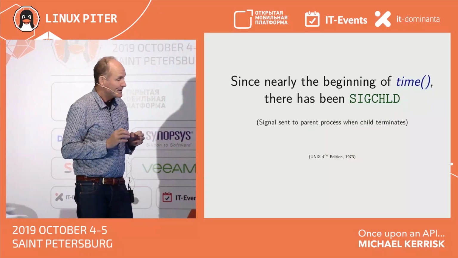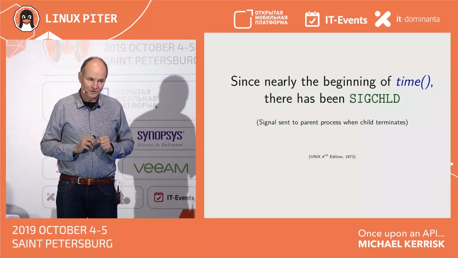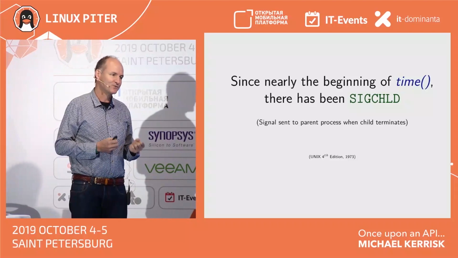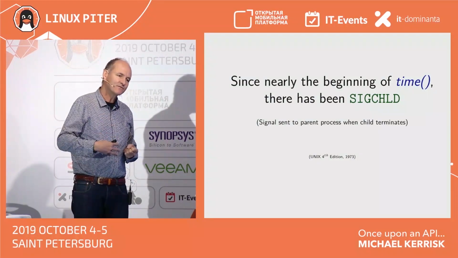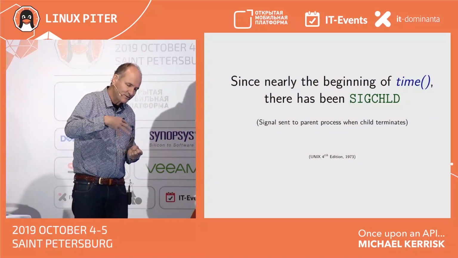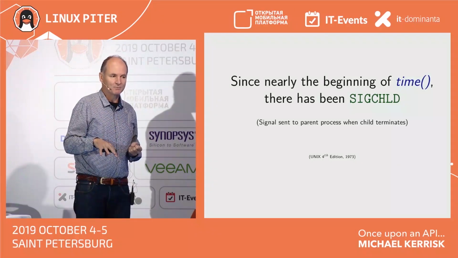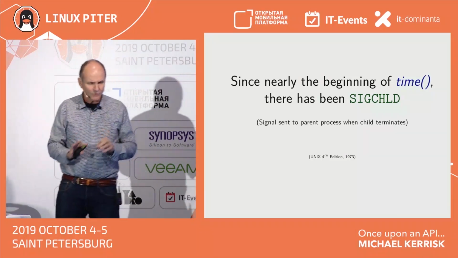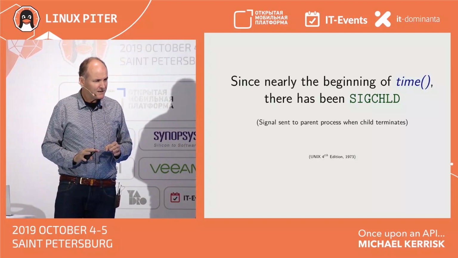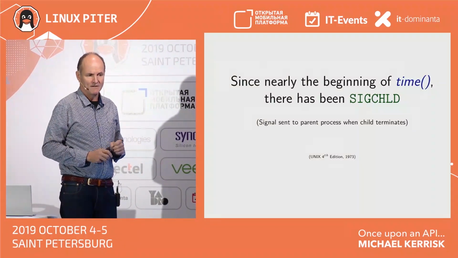Almost since the beginning of Unix, there's been a signal called SIGCHLD. It's the signal that's sent to a parent process when a child process terminates. It wasn't there right at the beginning of Unix, but it appeared very early in the life of Unix.